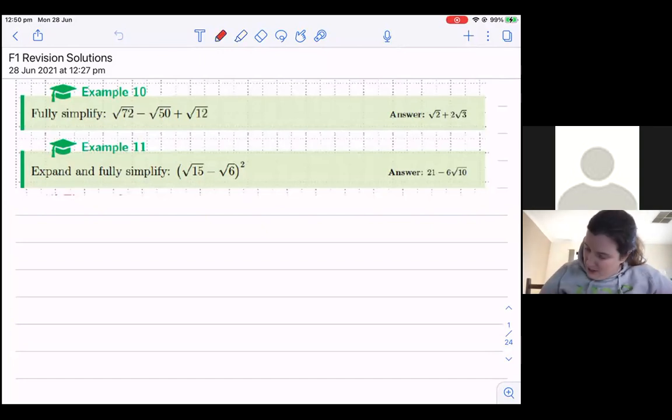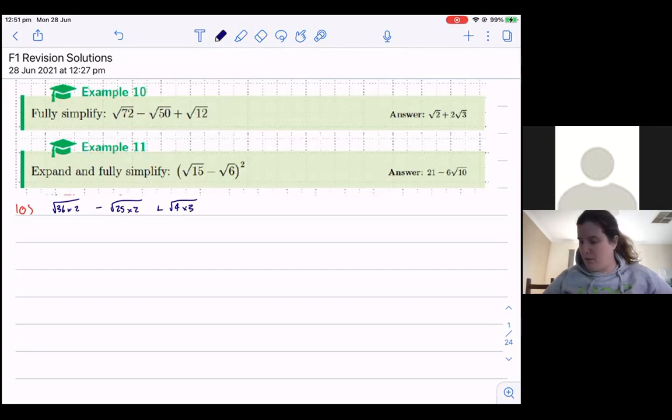Okay, so for example 10, fully simplify root 72 take root 50 plus root 12, where root 72 is the same as 36 times 2. 50 is 25 times 2, 12, 6 times 2, that's not going to help, 4 times 3. Don't forget, we're looking for the square numbers. Well, 1's not going to be very useful, but 4, 9, 16, 25, 36, 49, etc.